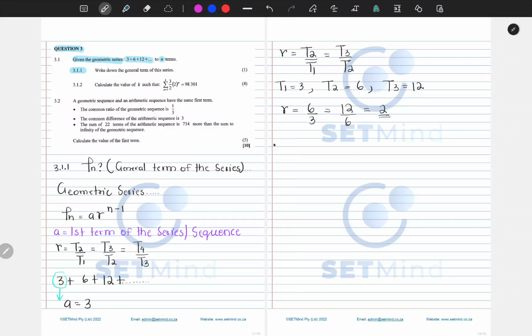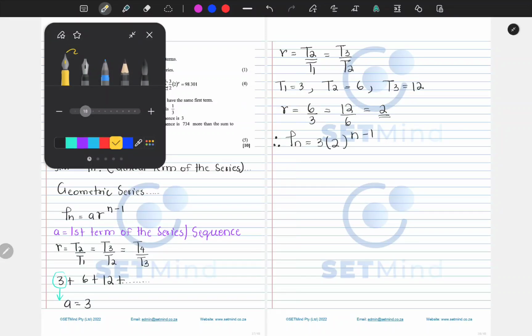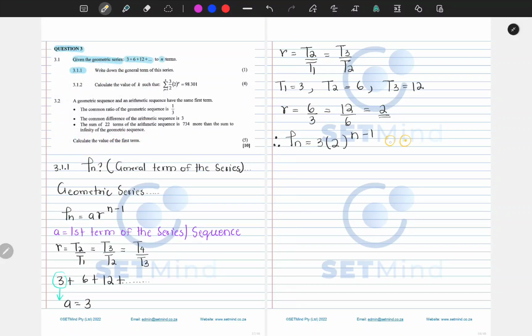So which means we can now write our general expression Tn, which will be our a, which we found as 3. So it will be 3 multiplied by 2 to the power of n minus 1. This is the solution which they are looking for in the first question.